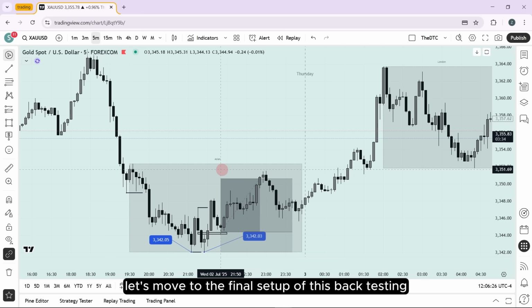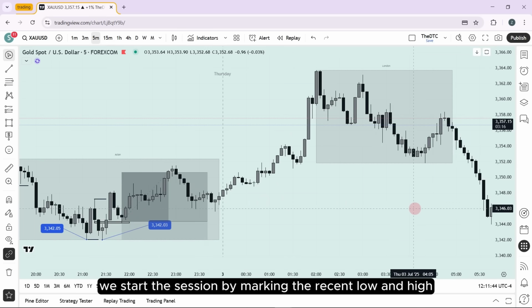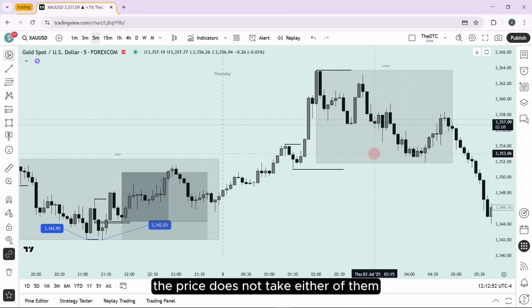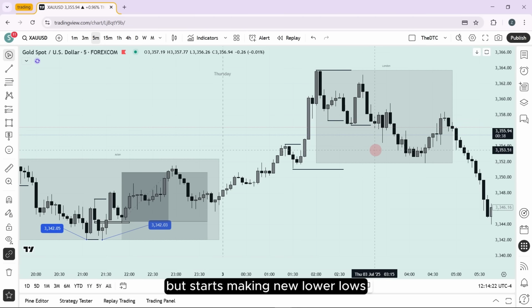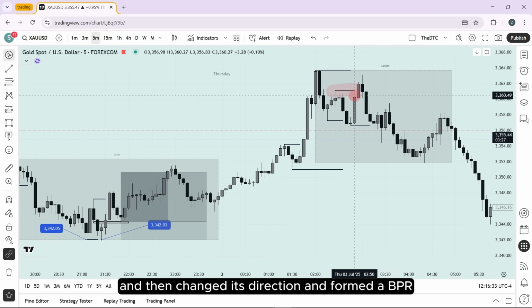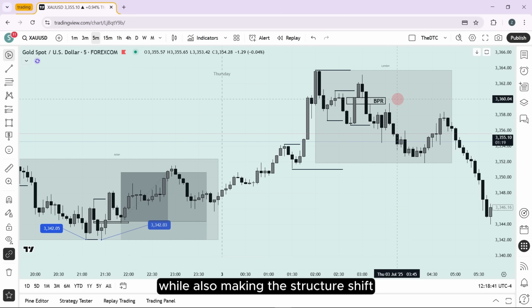Let's move to the final setup of this backtesting before discussing the final results. We start the session by marking the recent low and high. The price does not take either of them but starts making new lower lows. But here, after taking the low, the price went on to take the high and then changed its direction and formed a BPR while also making the structure shift. This confirmed a trade setup.